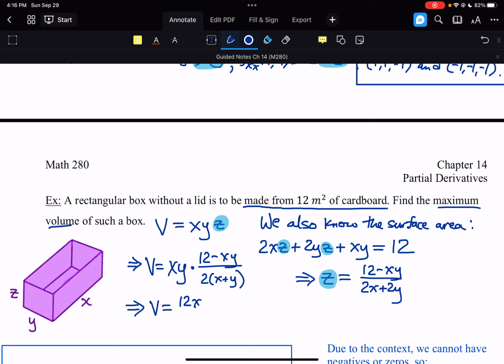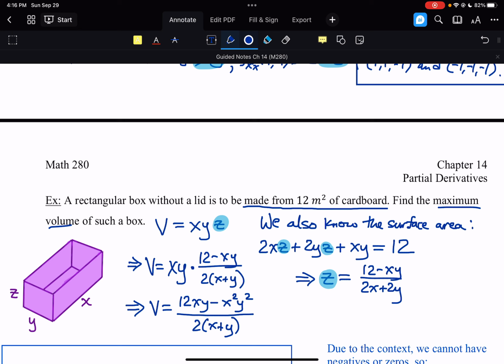So we've got 12xy minus x squared y squared, all over 2 times x plus y. That's our formula for volume in terms of x and y only.